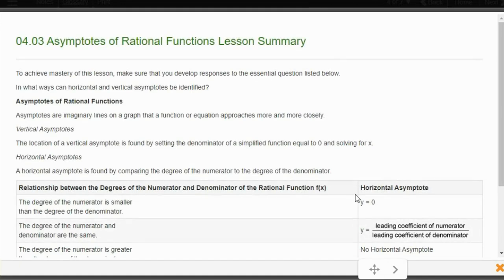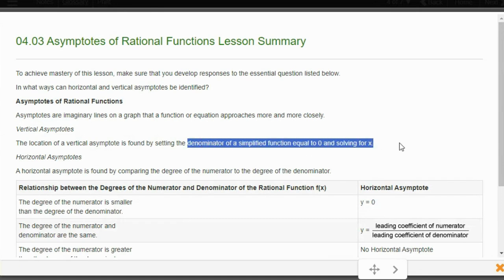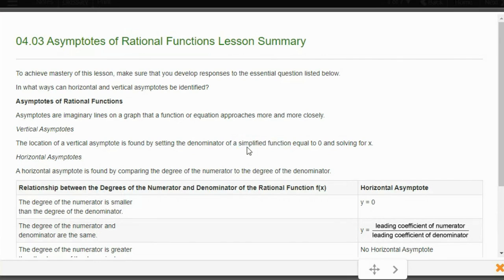All right, here's the lesson summary. So this can summarize all your notes in one place. Asymptotes are imaginary lines. There's vertical asymptotes, and it's found by setting the denominator of a simplified function equal to 0 and solving for x. Now this said simplified function, because after you simplified it, you've already canceled out the numerator and denominator. You've already pulled the whole out if there is a whole. So you can just set the denominator of the simplified function equal to 0, and that will be your asymptote.